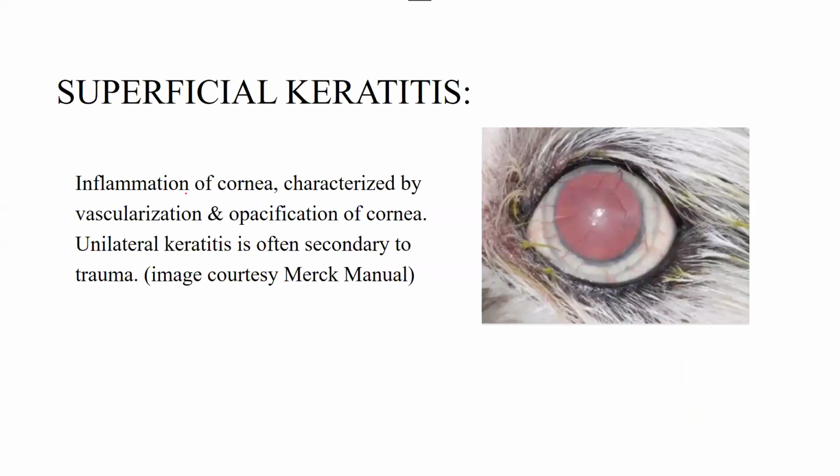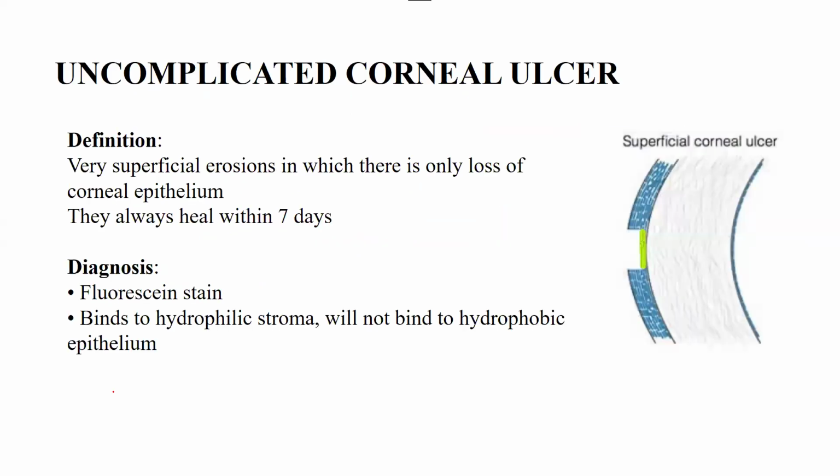Before starting uncomplicated or superficial ulcer, you need to understand this term, superficial keratitis. Keratitis is inflammation of the cornea, and it is characterized by vascularization and opacification of the cornea. You can see the blood vessels over here. So this is what keratitis is characterized by. Also, unilateral keratitis is often secondary to trauma. It's just the definition of keratitis. I just wanted you to know what superficial keratitis is. Okay, now from here, we are going to start uncomplicated corneal ulcer.